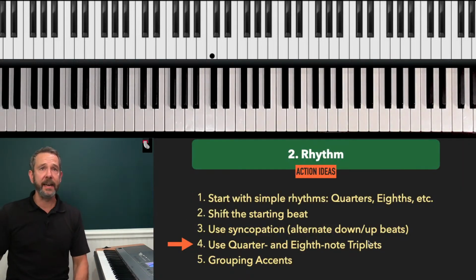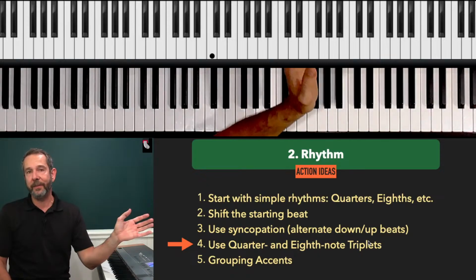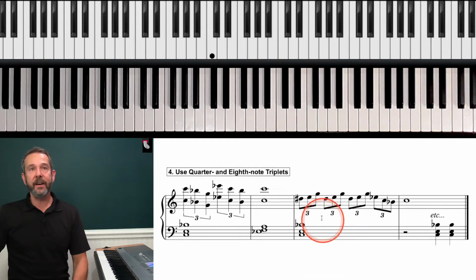All right, next thing. Use quarter and eighth note triplets. These are fantastic rhythms that a lot of students just leave off of their playing. Let's take a listen to what that looks like and sounds like. So here I'm going to use these quarter note triplets. I'm just doing octaves. That's all that's going on there. And then I just have simple eighth note triplets right in here.